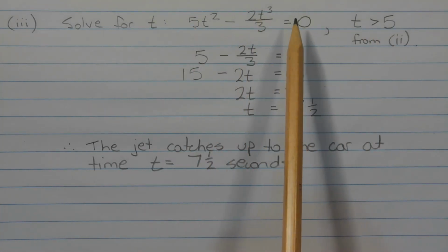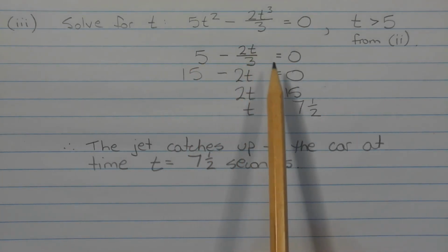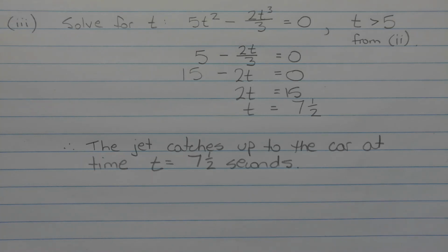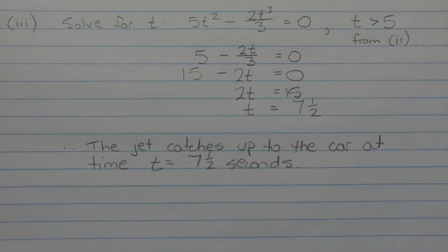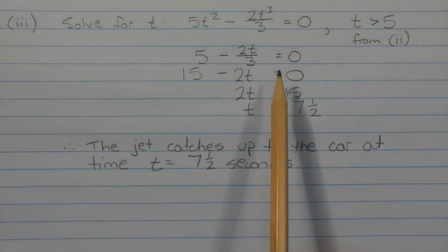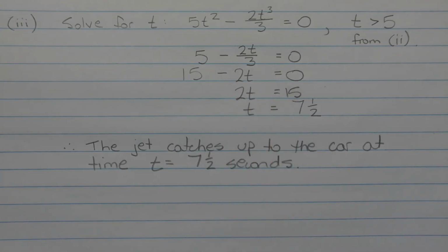Dividing both sides of the equation by t squared, we get 5 minus 2t over 3 is equal to 0. Multiplying both sides of the equation by 3, we get 15 minus 2t is equal to 0. Rearranging the equation to make 2t the subject, we get 2t is equal to 15. And then dividing both sides of the equation by 2, we get t is equal to 7.5. Therefore, the jet catches up to the car at time t equals 7.5 seconds.